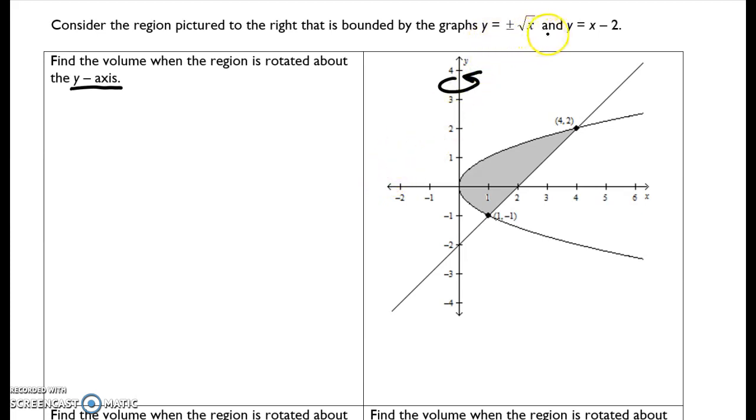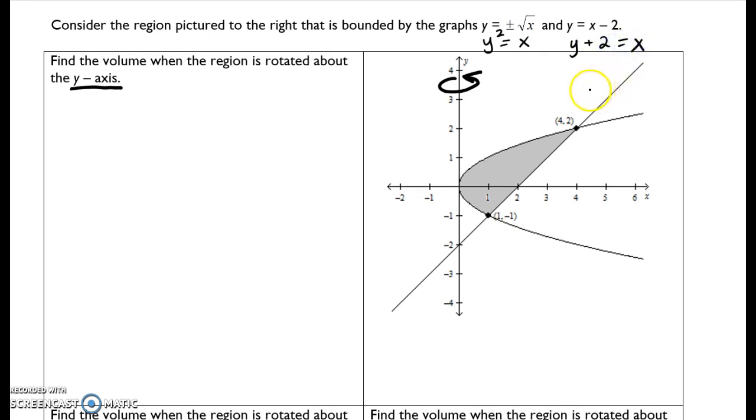So we have these two equations, y equals plus or minus square root of x, and y equals x minus 2. The first difference that you have to consider is that if you're rotating around a vertical line, you have to make your equations in terms of y instead of in terms of x, which means you have to solve for x. So for example, y equals plus or minus square root of x is going to be x equals y squared. So square both sides. Same idea for y equals x minus 2. Now that's going to be y plus 2 equals x.